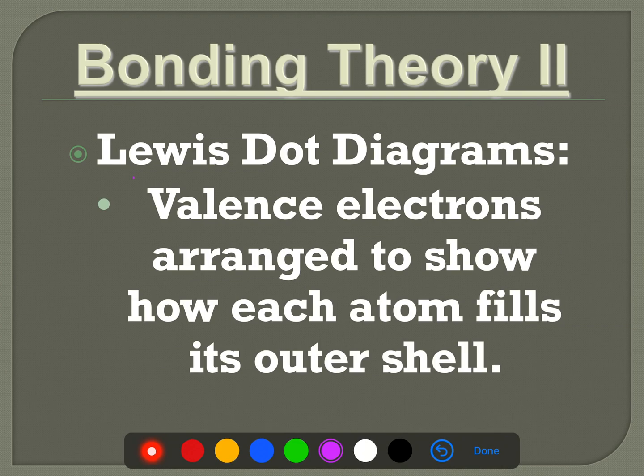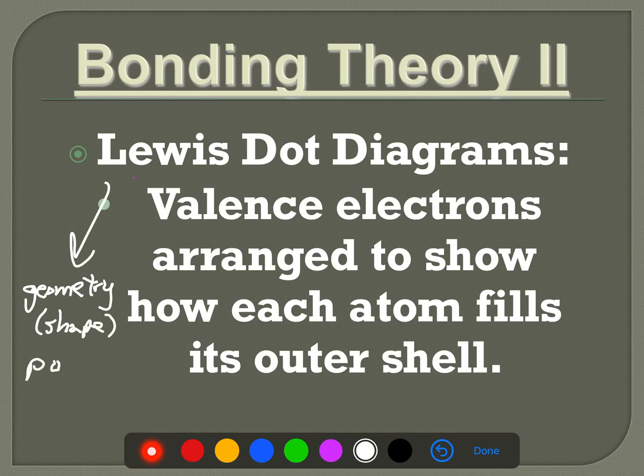Lewis structures are really only good at doing two things. They're good at showing the actual geometry of the molecule, in other words, its shape. And they are good at predicting the polarity of the molecule. Is it polar or non-polar?